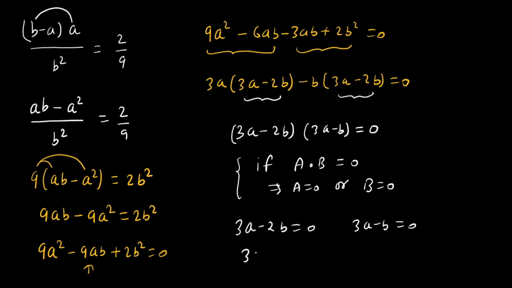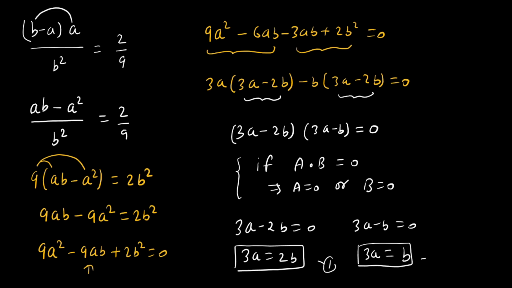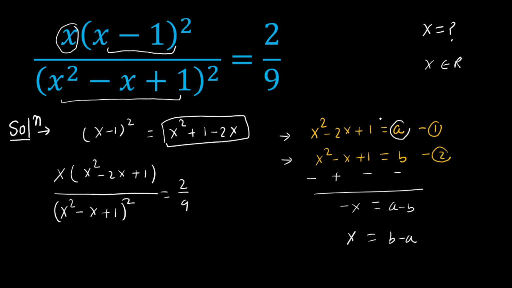Then the value of 3 times a is 2 times b, and 3 times a is equal to b. Let us consider this is case first and this is case second. Case first is 3 times a equal to 2b, and here this a is replaced by x square minus 2x plus 1.